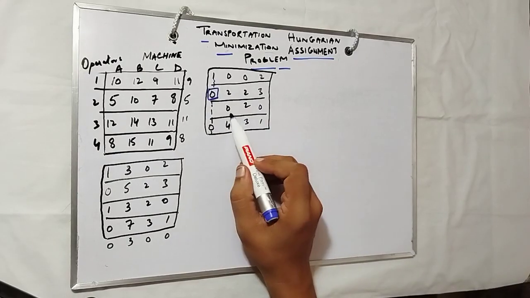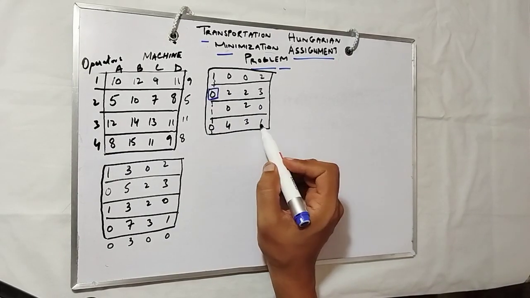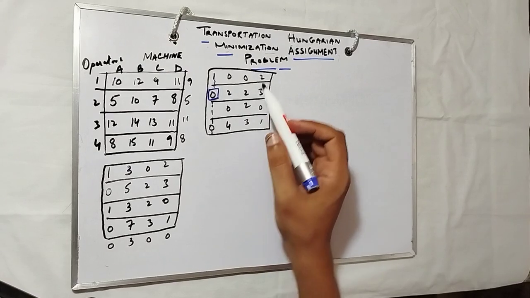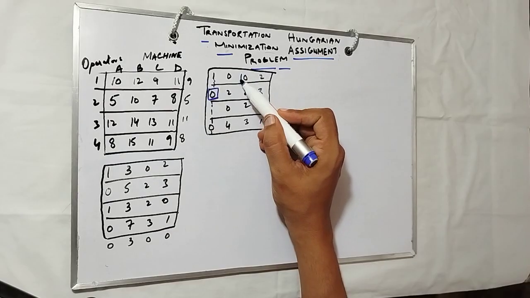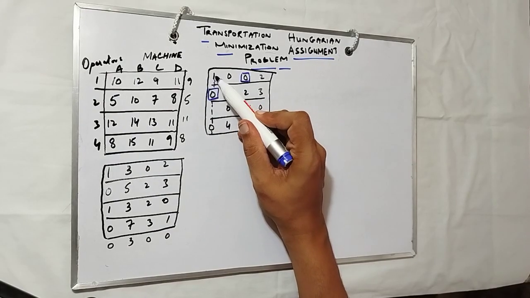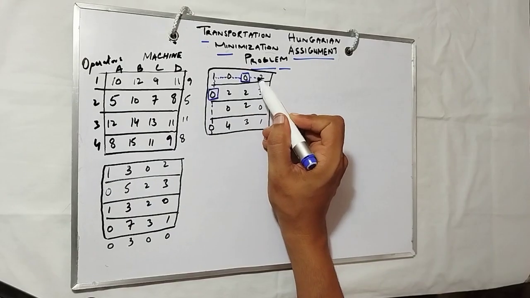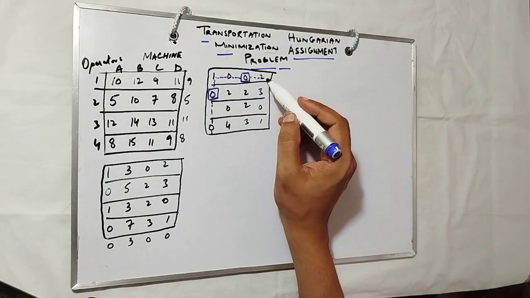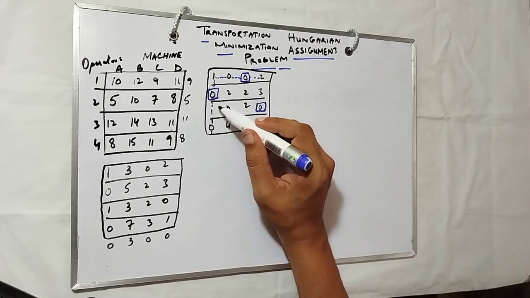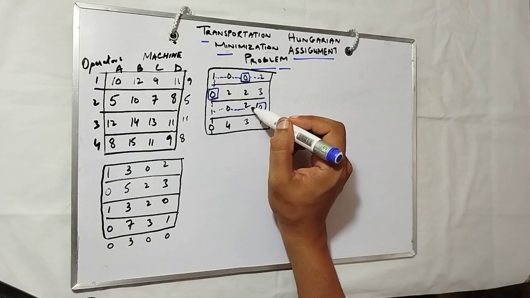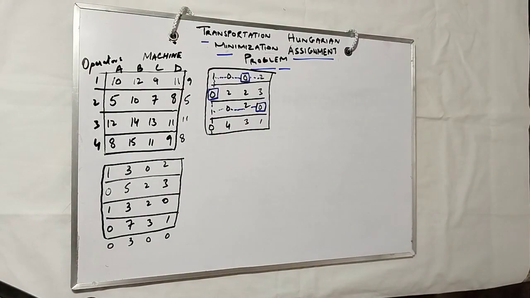Now in the third row we have 2 zeros, so we cannot assign. In the fourth we have no 0. In the first column we have 2 zeros, we cannot assign. In the second column we have 1 zero, so yes, we can assign, and we have to cut this like, and in this column we have a single 0. We have to assign it, and we have to cut this. Okay, now you see three operators have been assigned, but still one is remaining.